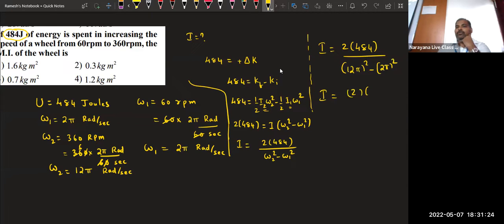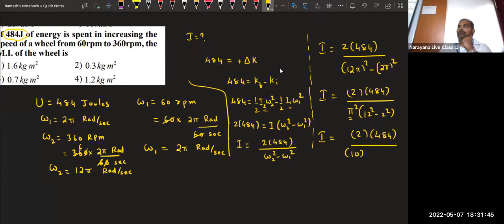2 into 484 whole divided by 2, how much? Pi square bracket will start 12 square minus 2 square. So the moment of inertia, how much? 2 into 484 whole divided by pi square value. I will take 10. Any problem?